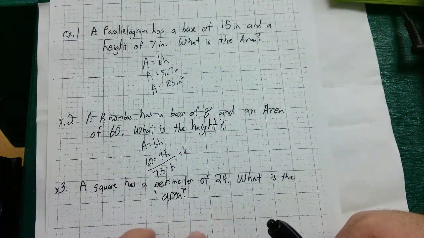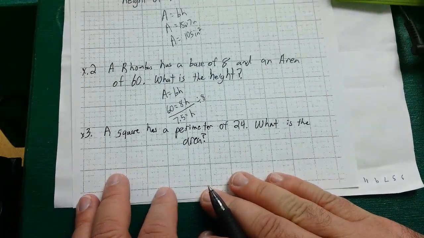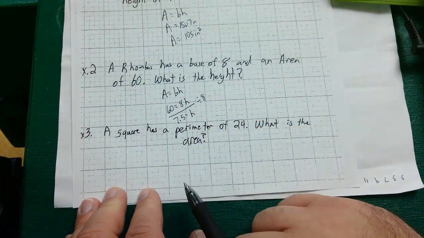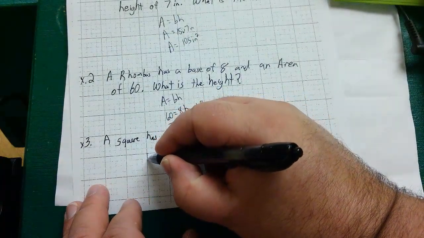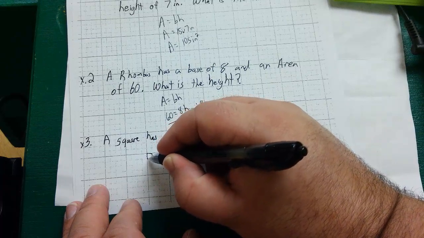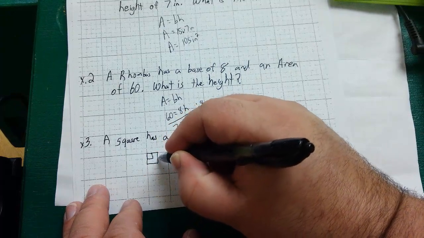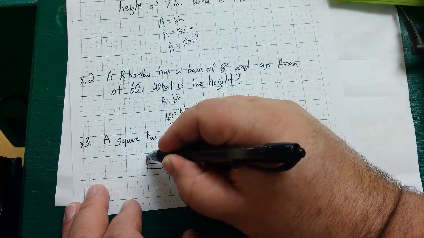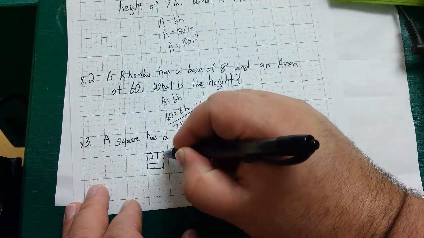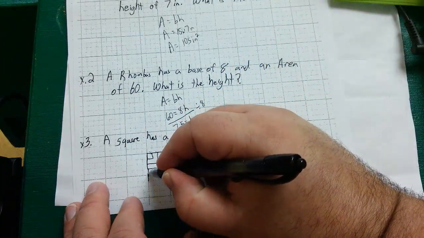This one says a square has a perimeter of 24. What's the area? Well, we haven't talked about perimeter. I apologize. Perimeter is the distance around an object. If it has a perimeter of 24, let's see. This square would only have a perimeter of 4. This square would have a perimeter of 8. This square has a perimeter of 12. We're getting there. Let's try a slightly bigger one now. Let's try this one.